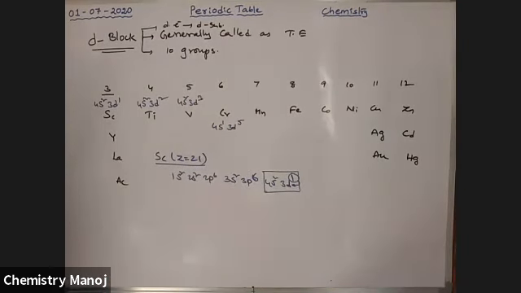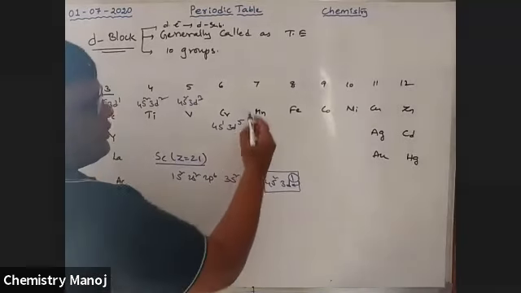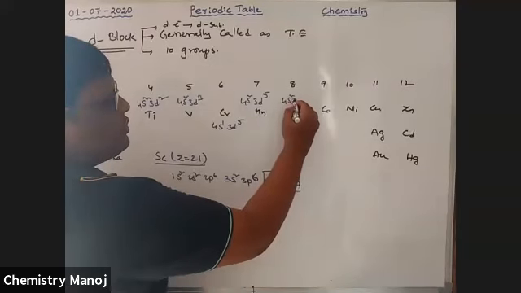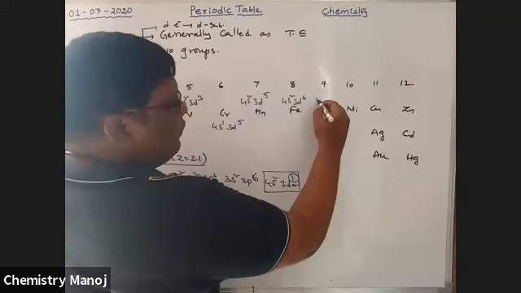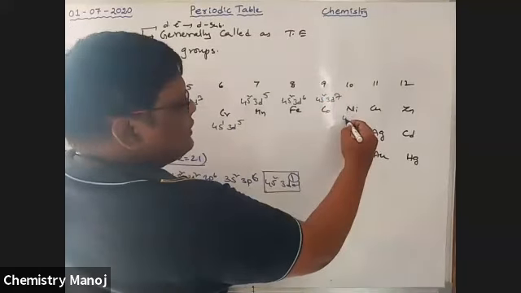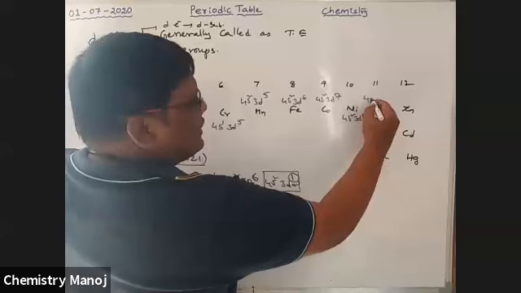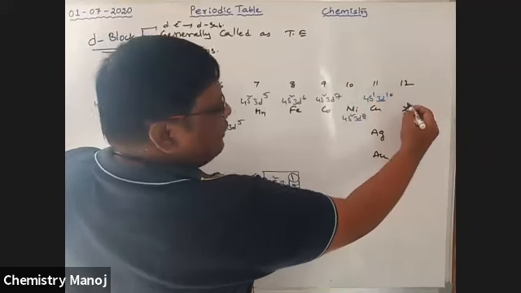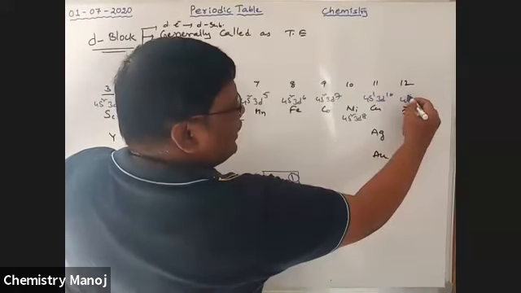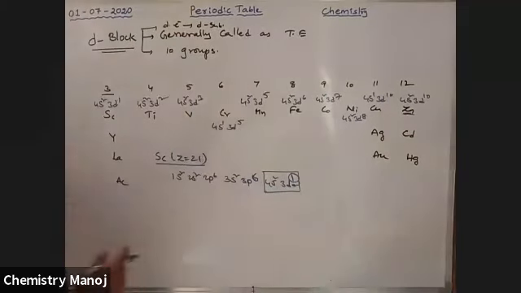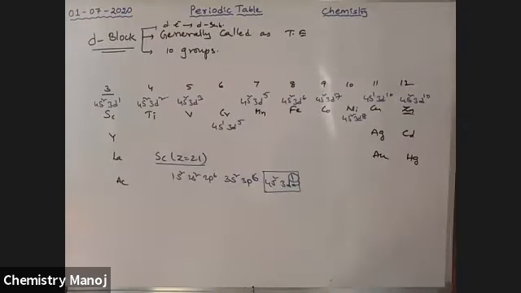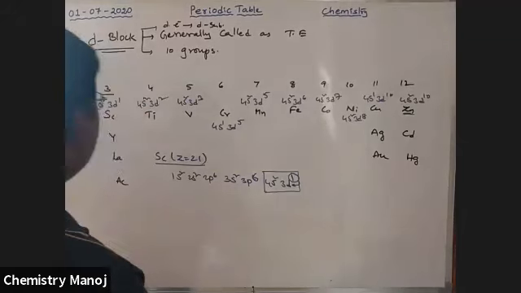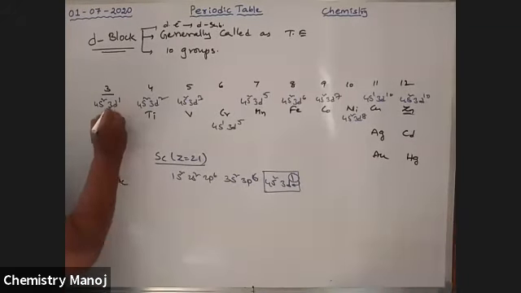Anomalous configuration, chromium exception case. Already we completed. Here 4s2 3d5, then 4s2 3d6, for this 4s2 3d7, for this 4s2 3d8, for copper 4s1 3d10, and for zinc 4s2 3d10. These are the general outermost electronic configurations for the first series of elements. In all these series, the differentiating electron entered into the 3d orbital.